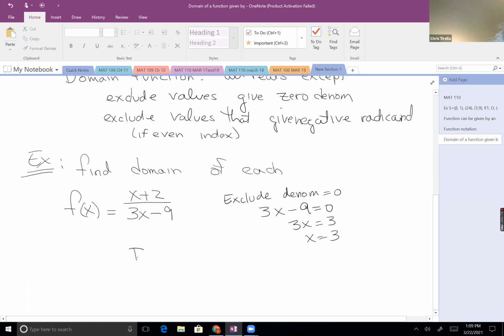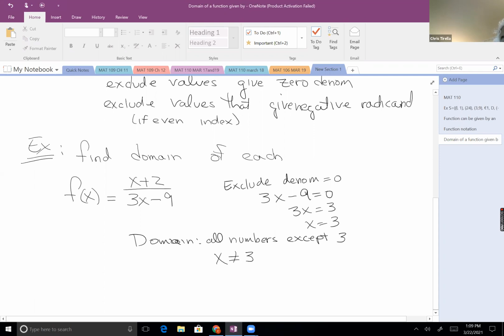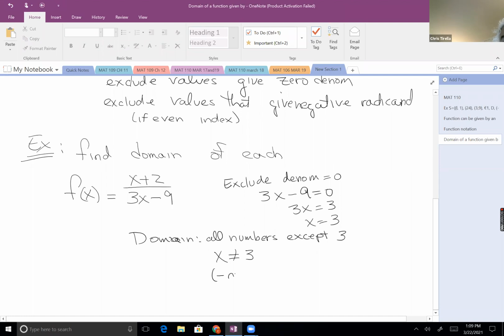So here the domain would be all numbers except 3. Or we could write it as x cannot equal 3. Or we could write it as all of the numbers less than 3 combined with all of the numbers greater than 3. All three statements say the same thing.